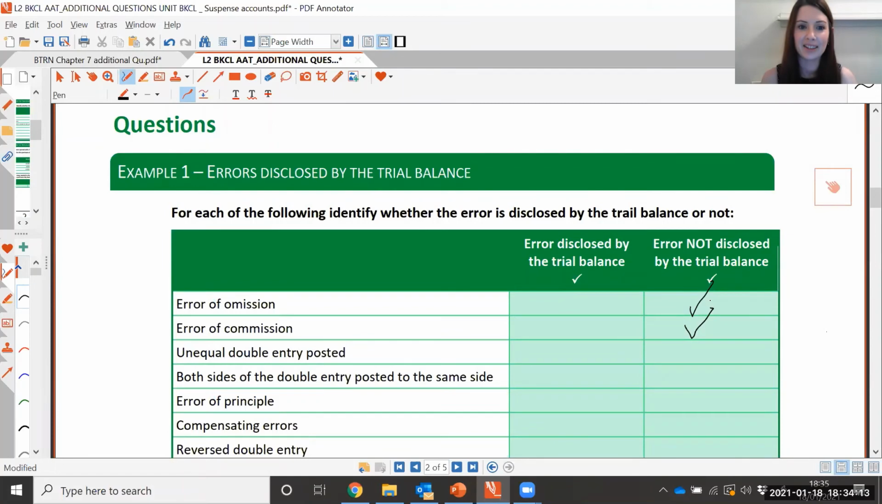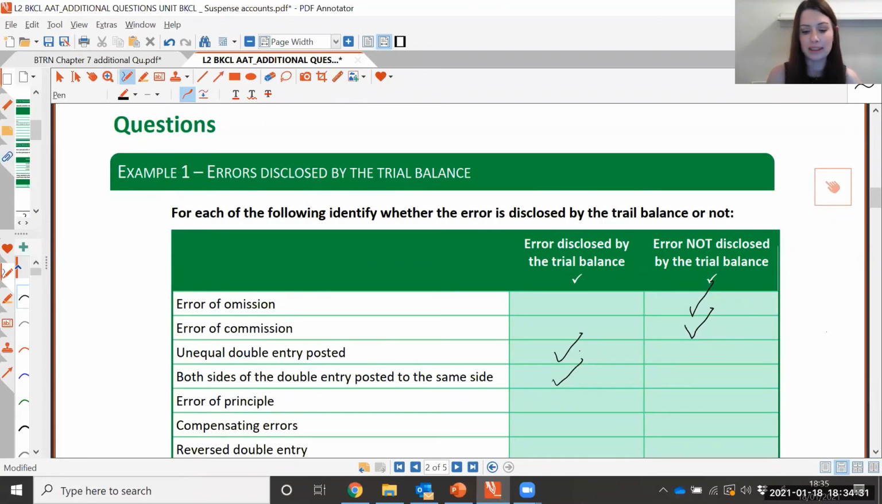Yeah, good, excellent. What about if both sides of the double entry were posted to the same side? So two debits or two credits. Yeah, that would cause an imbalance, excellent.